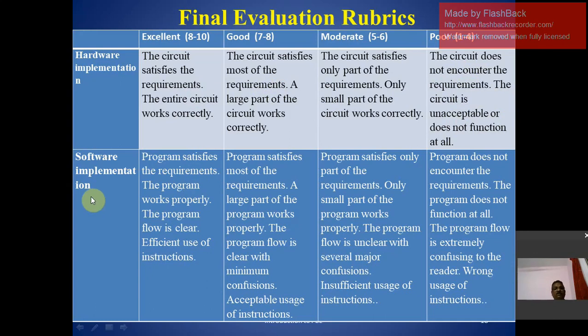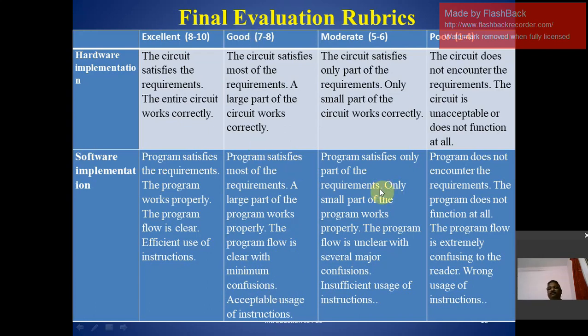Then software implementation or software functionality, sometimes we call it coding. In excellent, the program satisfies the requirements, works properly, the program flow is clear, with efficient use of instructions. In good, the program satisfies most of the requirements, a large part of the program works properly, and the program flow is clear with minimum confusions. There are some confusions, but they are less, with acceptable use of instructions, therefore it is in the good category.